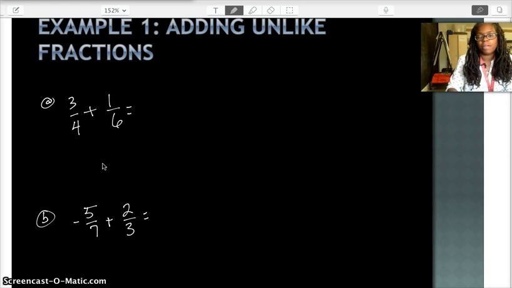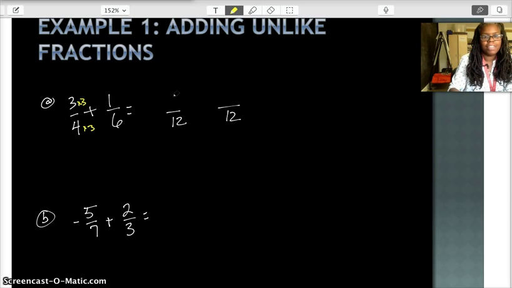Yes, we could multiply 4 times 6, but that doesn't give us our smallest. If we think about the multiplication tables of 4 and 6, we know that 12 is the common denominator that we can use. It's the least common denominator. 4 goes into 12 3 times, and 6 goes into 12 2 times. The fact that 4 goes into 12 3 times means I'm going to multiply the numerator by 3. In essence, I multiplied the denominator by 3 to get the 12, so I multiply the numerator by 3, and this becomes 9.